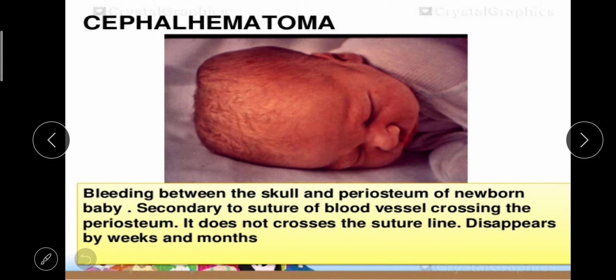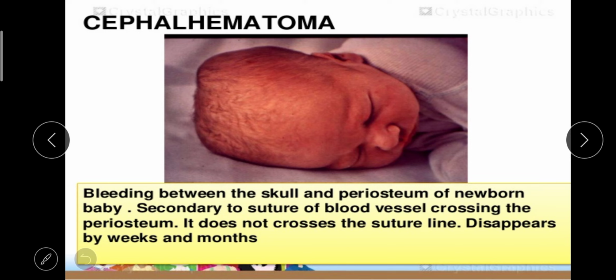Next is cephalhematoma. It is bleeding between the skull and the periosteum of the newborn baby, secondary to rupture of blood vessels crossing the periosteum. It does not cross the suture line and disappears in weeks to months. So whatever we are studying, these are all physical examination findings and don't need any type of treatment. Okay, it is normal for a normal newborn baby.